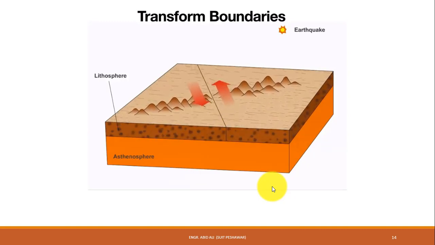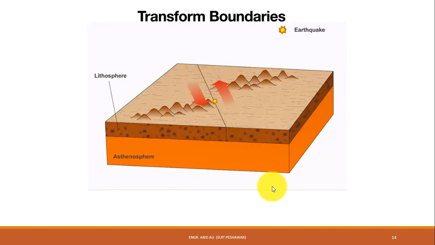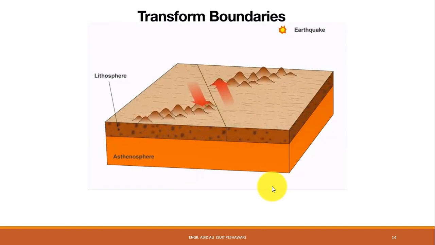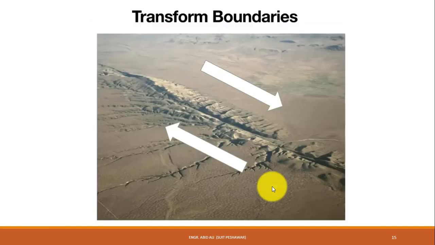Transform boundaries are very commonly earthquake zones. However, they don't tend to have volcanoes, they don't tend to have major mountains, and certainly not trenches. The only real feature we see at transform boundaries is earthquakes. This is an example of a place on earth where you can actually see a transform boundary at the surface. This is known as the San Andreas Fault, and it's found in California. It's responsible for the big earthquake risk of cities like San Francisco and LA.